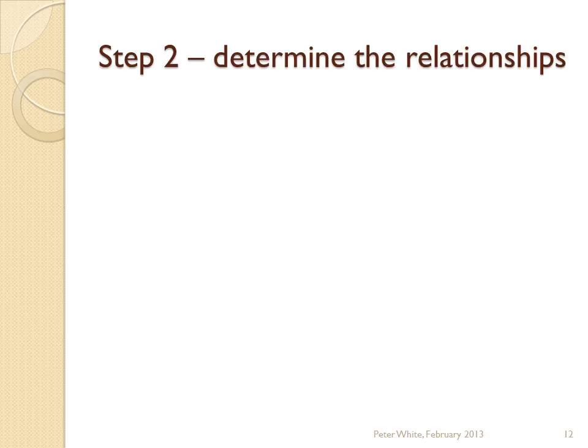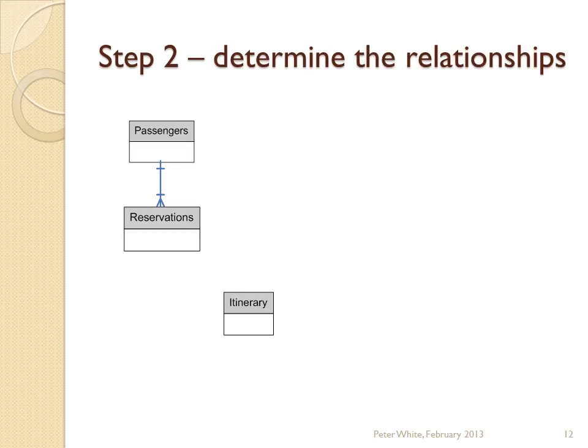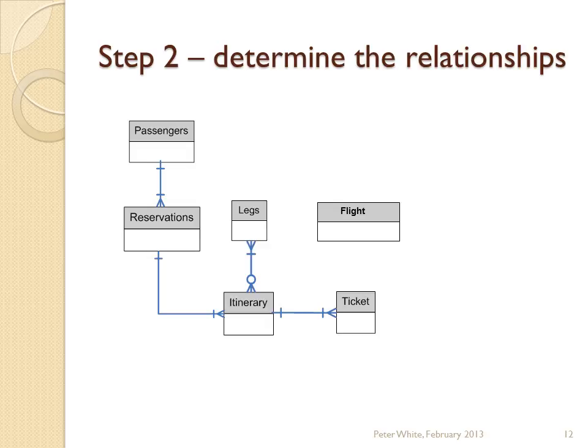We'll go through these entities and relationships slowly so you see how they fit together. Here we'll start with passengers and reservations, because that's where the process really starts. I see a one-to-many relationship between passengers and reservations, and I see it as mandatory. Why? Well, if a passenger doesn't have a reservation, then they're not a passenger. Reservations has a relationship with itinerary, which has relationships with ticket and legs. And legs also has a relationship with flights, which has relationships with destination and aircraft.